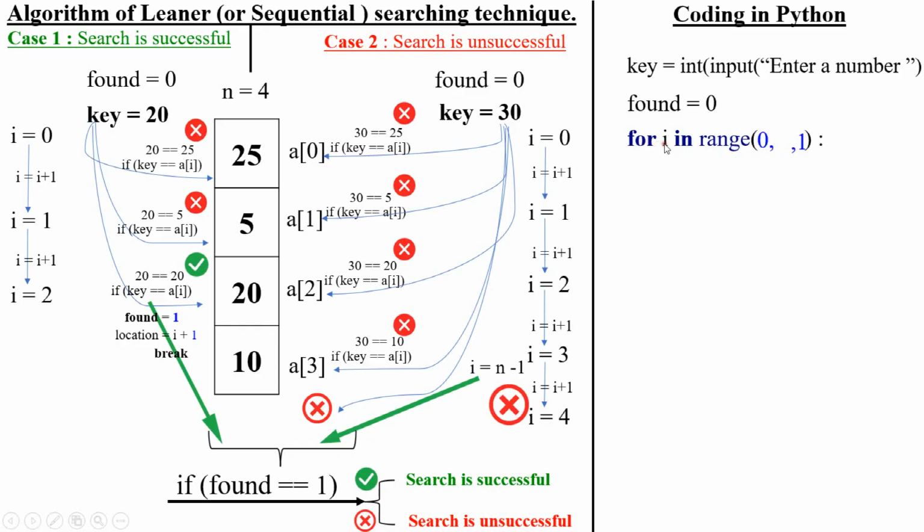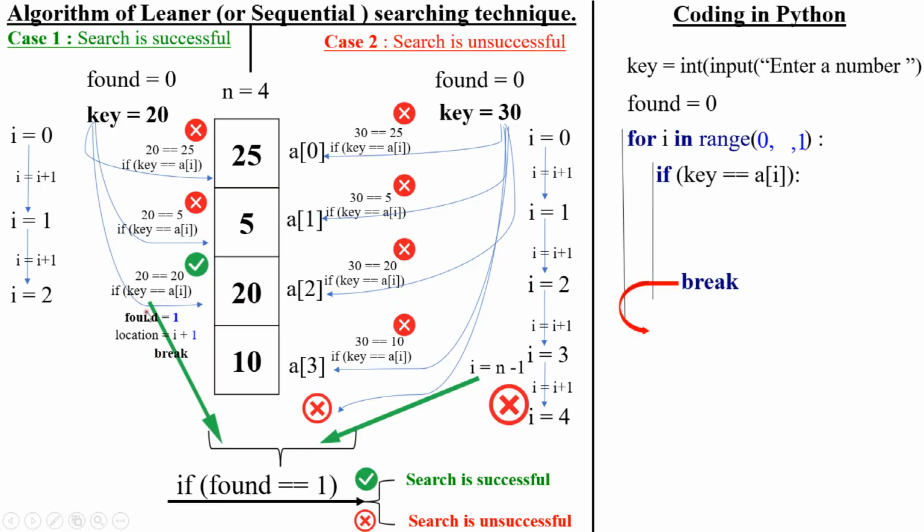According to this for statement, the value of i starts at 0 and keeps increasing by 1. For each value of i, we are going to compare the value at position i of the array with the key value using an if statement. That is, if key equals a of i. If this condition is false, the control automatically moves to the next value of i. If this condition is true, the search is successful. Therefore, the loop should be exited using the break statement.